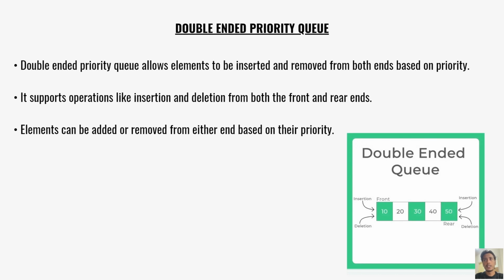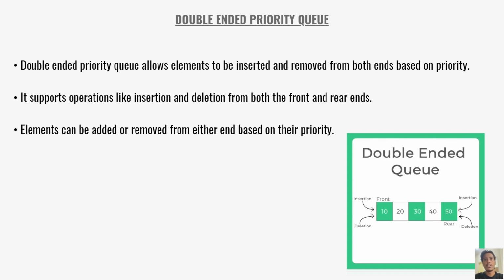Double-ended priority queue. A double-ended priority queue allows elements to be inserted and removed from both ends based on the priority. It supports operations like insertion and deletion from front and rear ends. Elements can be added or removed from either end based on their priority.